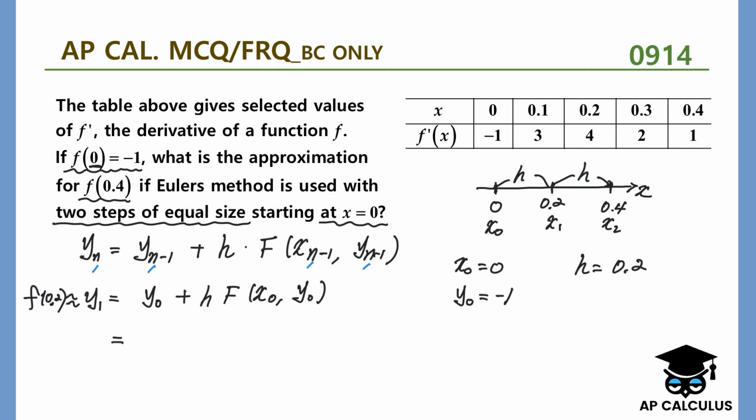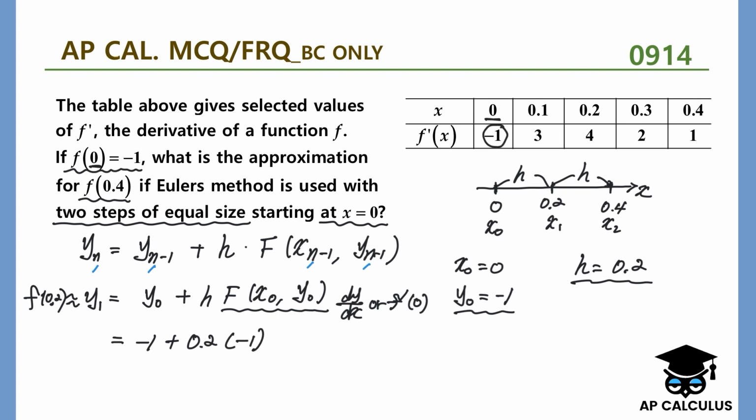So y1 is equal to y0, negative 1, plus step size h, 0.2, times the slope, dy over dx at the point x0, y0, or since x0 is 0, f prime of 0, right? When x is 0, f prime is negative 1. So the slope is negative 1. So that's going to be equal to negative 1 minus 0.2. That's negative 1.2.